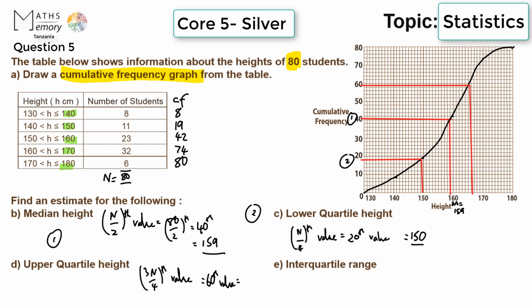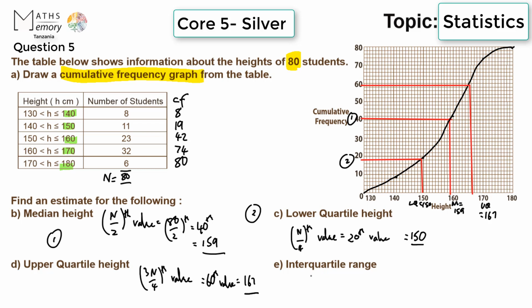So again, approximately, let's write lower quartile. This is the lower quartile, that was 150. The upper quartile would be approximately 167. 75% of the people have a height of 167 or less.